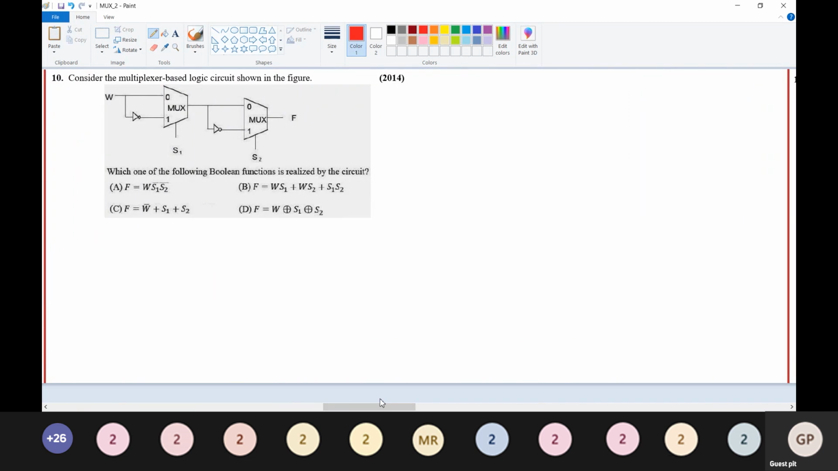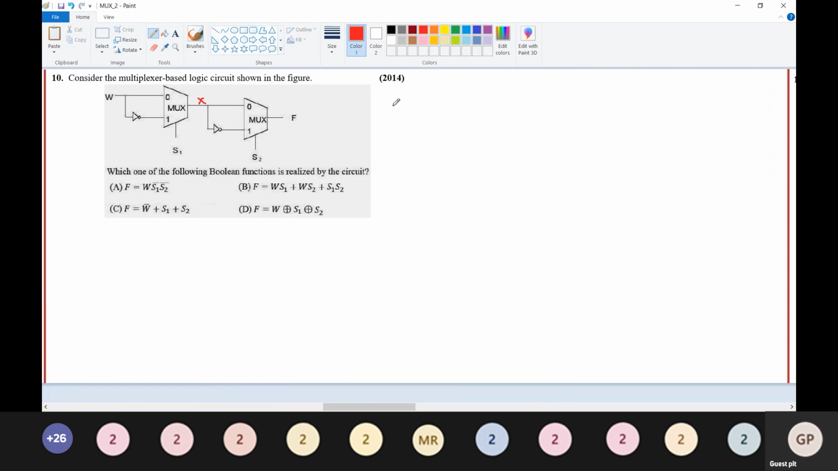Now in this question, it's given: consider the multiplexer based logic circuit shown in the figure. Here we have a 2:1 multiplexer. Which one of the following Boolean expressions is realized by the circuit? First we will consider the first multiplexer. We'll consider this output as X. So we'll consider this first one.